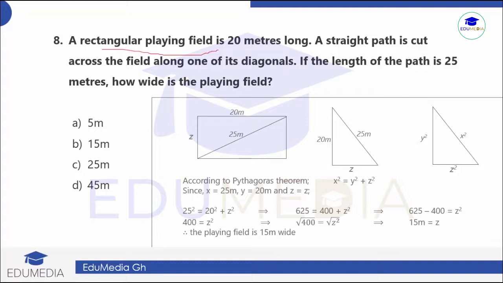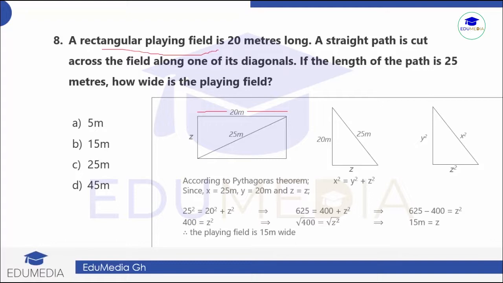I have it represented here in a rectangular form, and we have it 20 meters long. So from here to here, that's the 20 meters long, and then a straight path is cut across the field along one of its diagonals. So this is the path that is cut across this field, in the form of a diagonal line. Now the length of this path is 25 meters. How wide is the playing field?